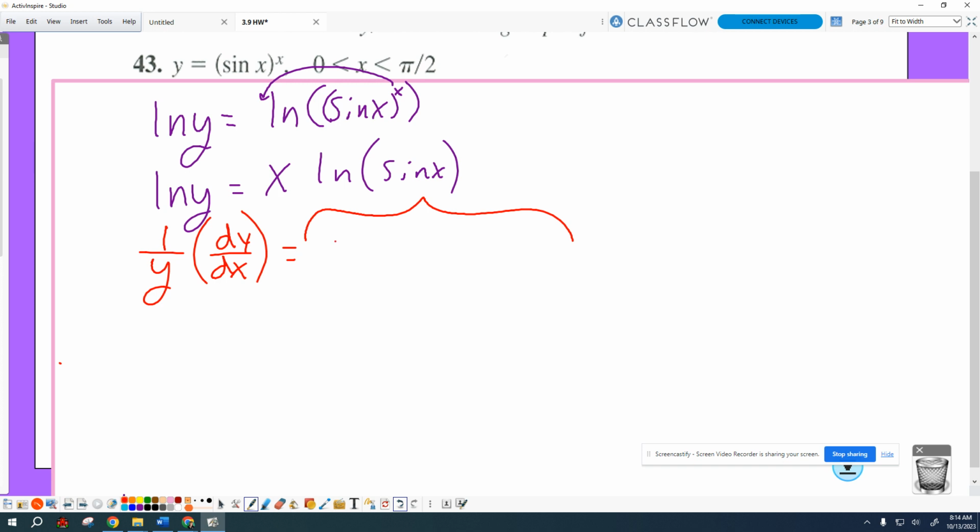So, first times 1 over stuff times derivative of stuff plus second times the derivative of the first.